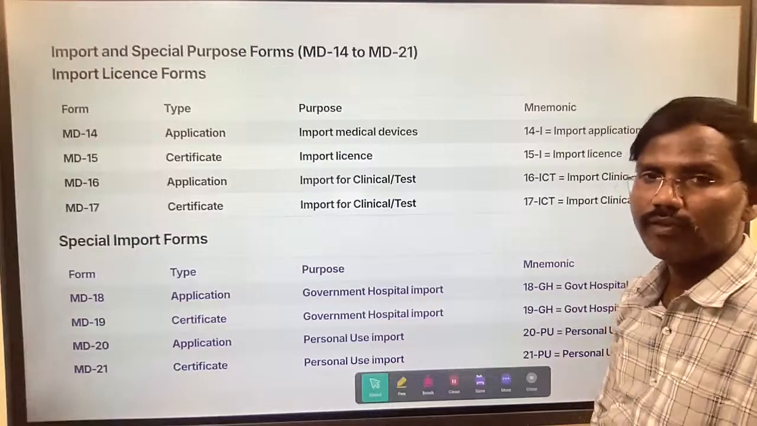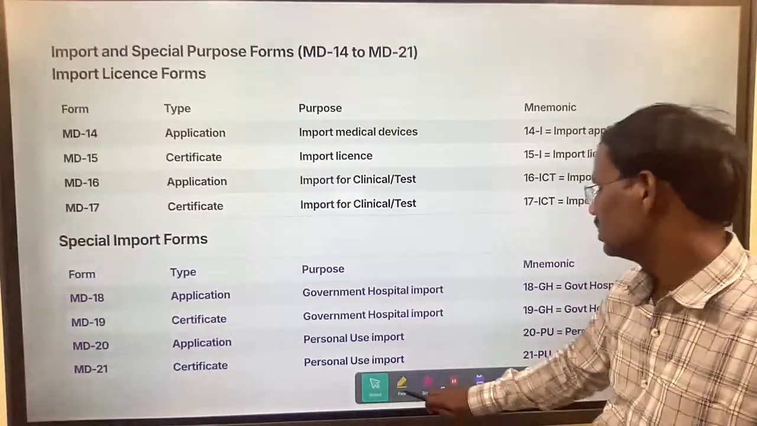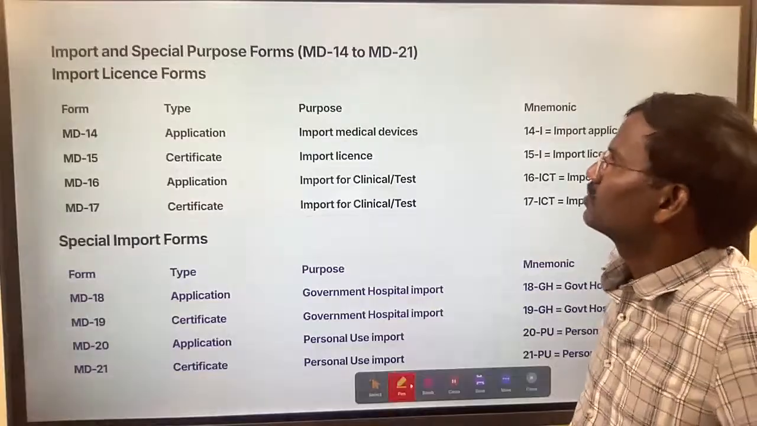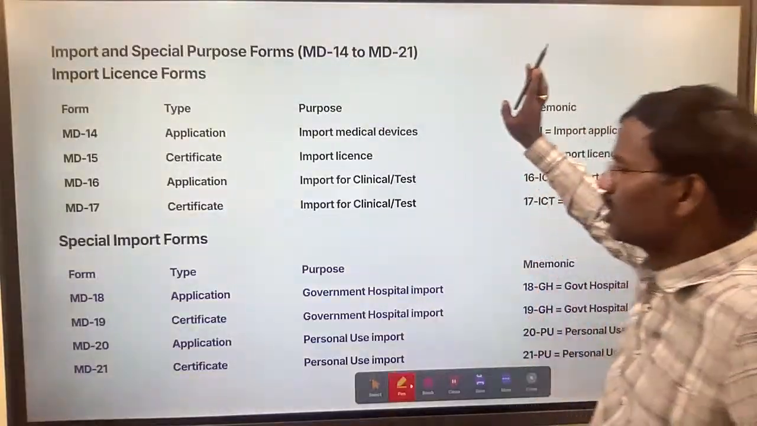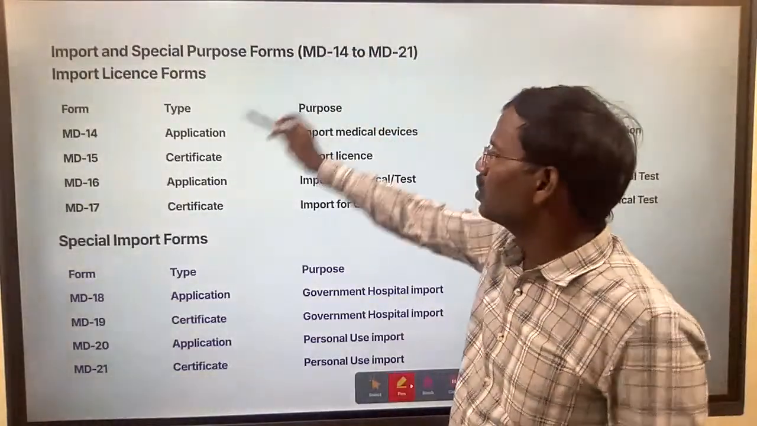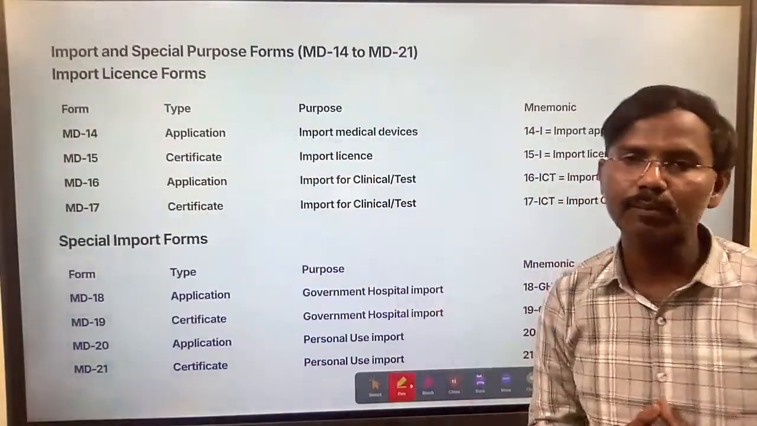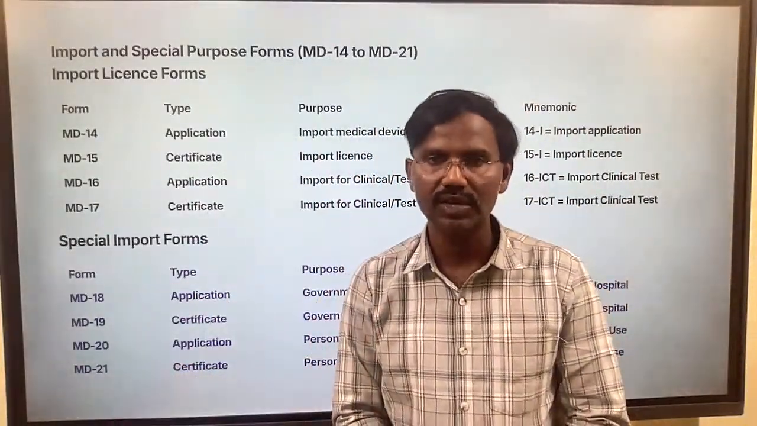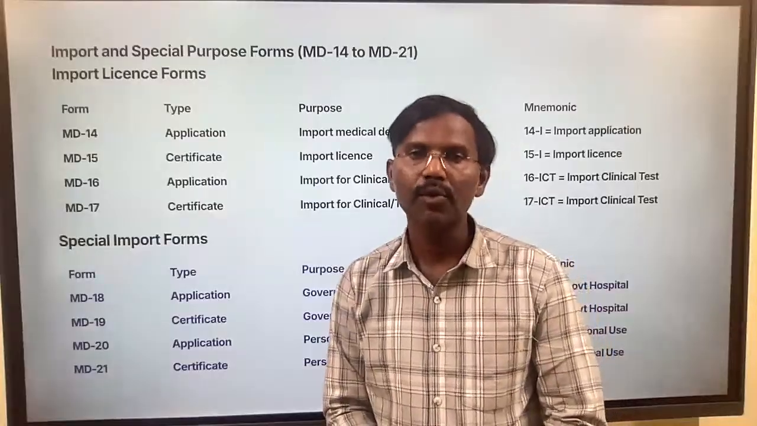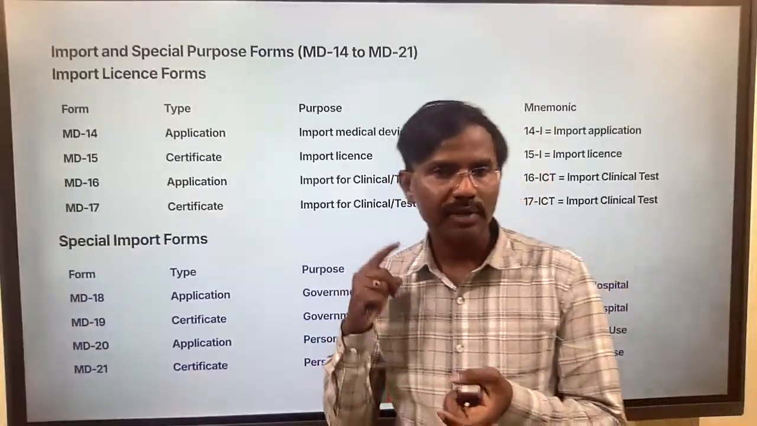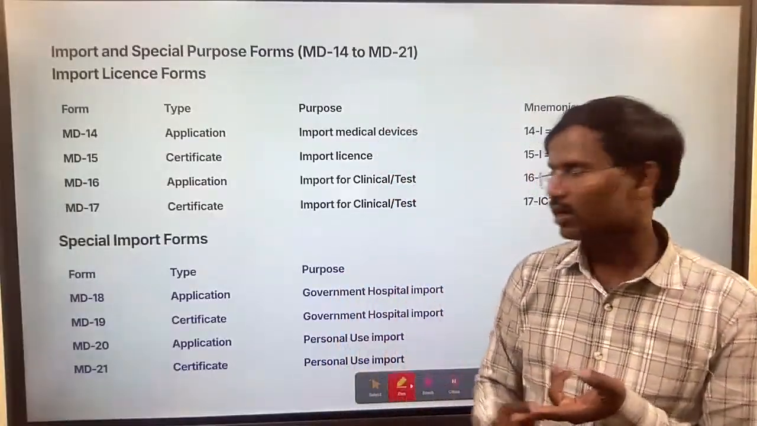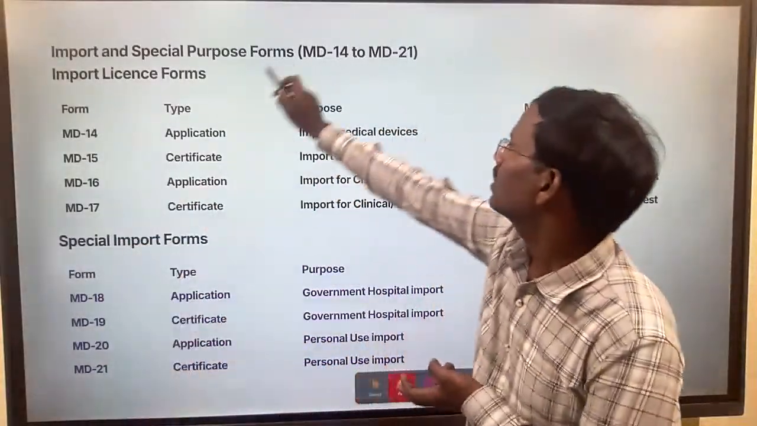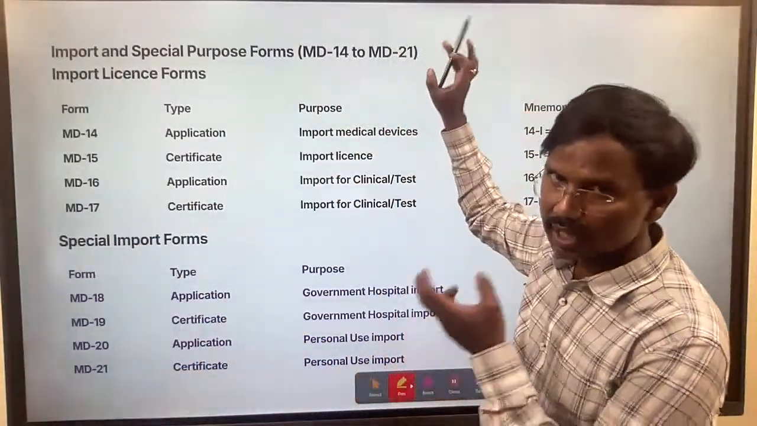Core forms which are related to manufacturing. Then we will talk about import and special purpose forms, MD 14 to MD 21. MD 14 to 17 is the normal import, and 18 to 21 is the special purpose, such as importing by a hospital or by a person. So 14 to 21 talks about import.